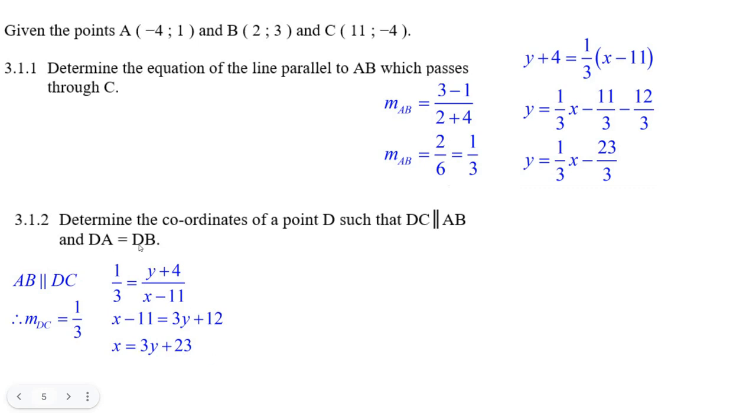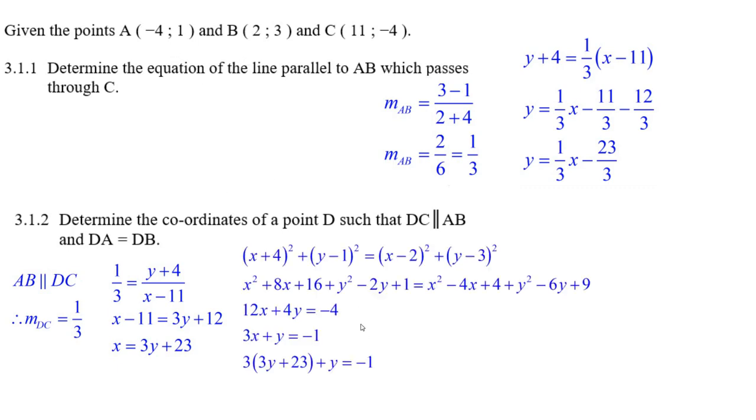Now they say DA is equal to DB. Well, D is this x, y thing. We just look at A and we look at B and we use the distance formula. Let's look at DA first. So x minus 4, y minus 1. You see, we're finding the distance from the variable D point x, y to this fixed point A. And we do the same thing over here with B. x minus 2, y minus 3 squared.